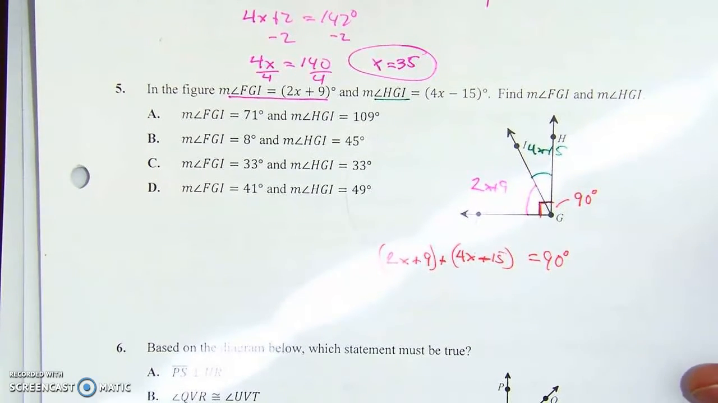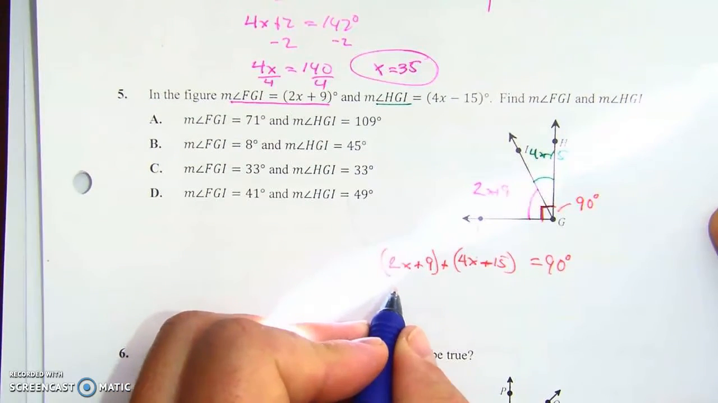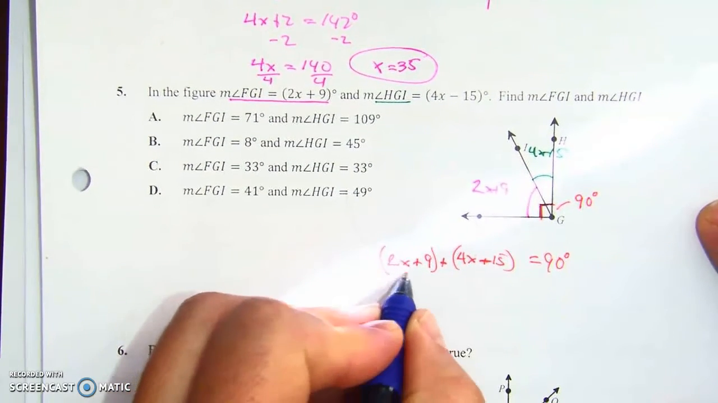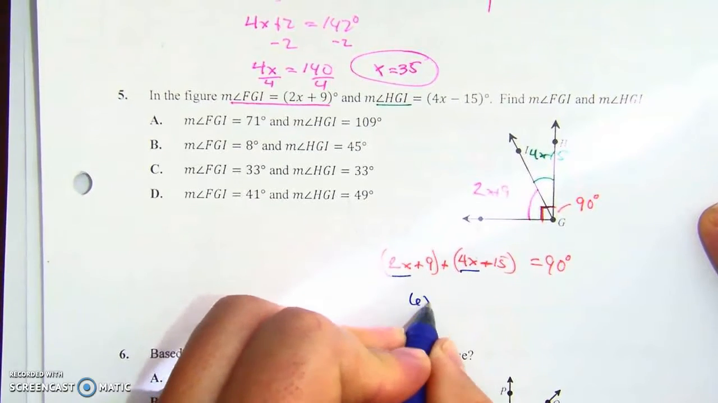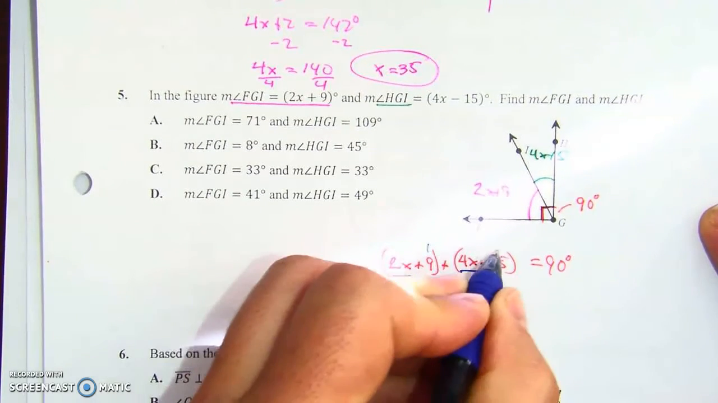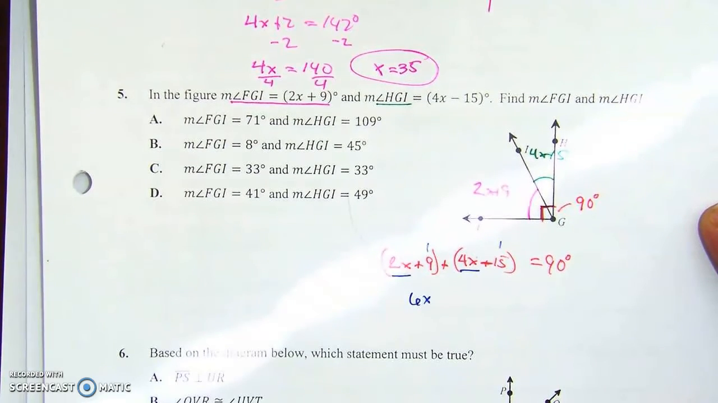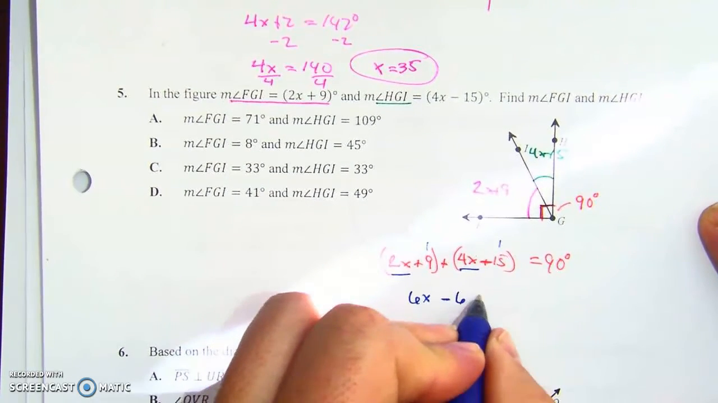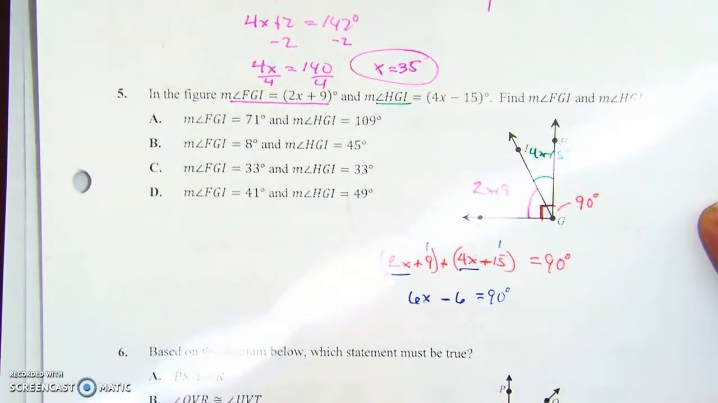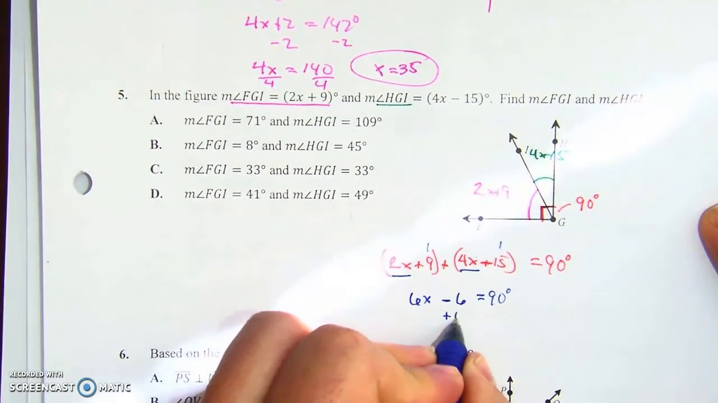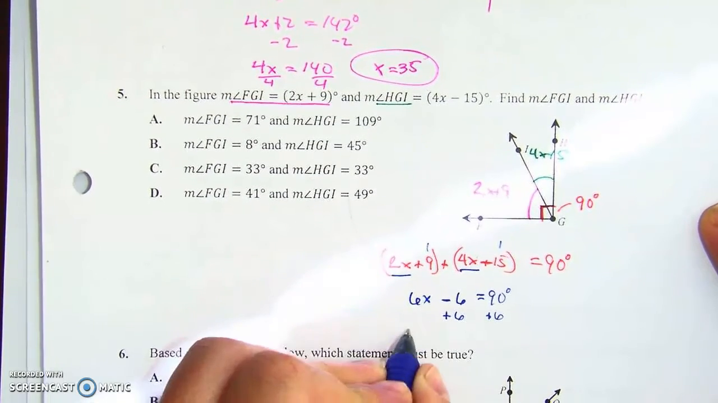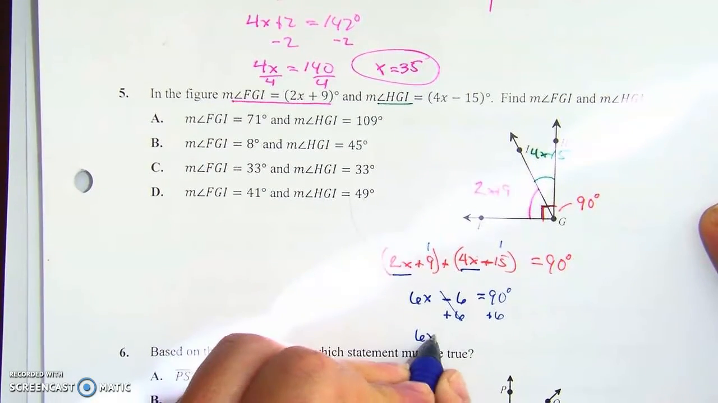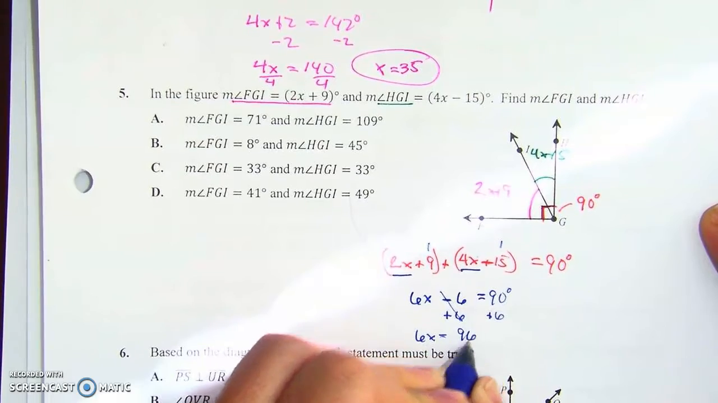Of this whole thing here. Excuse me. So we just got to finish up by adding and combining like terms. So 2x and 4x gives me 6x, 9 and negative 15 give me a negative 6, and we equal it to 90 degrees. Add 6 to both sides. These cancel out, give me 6x equals 96.